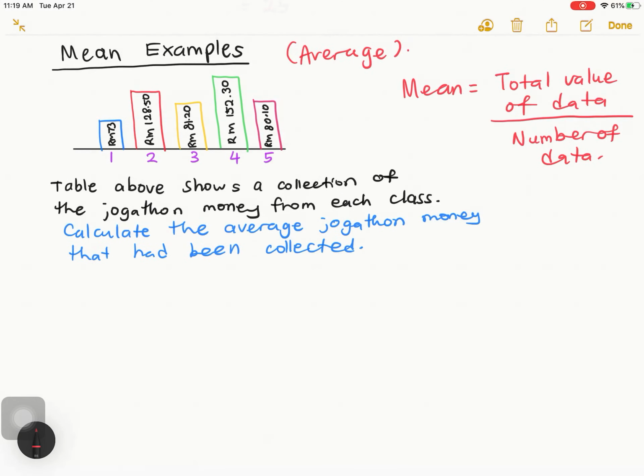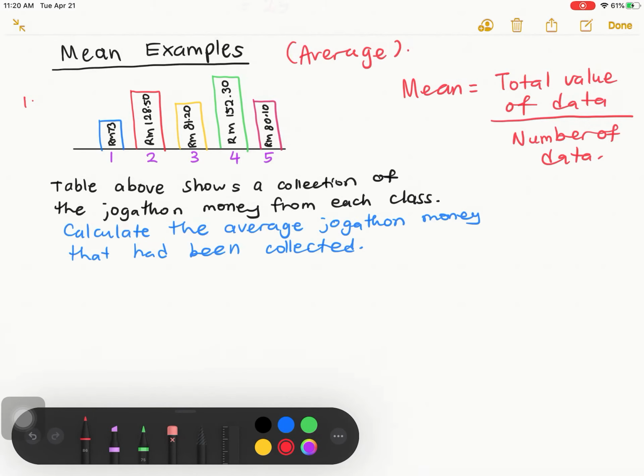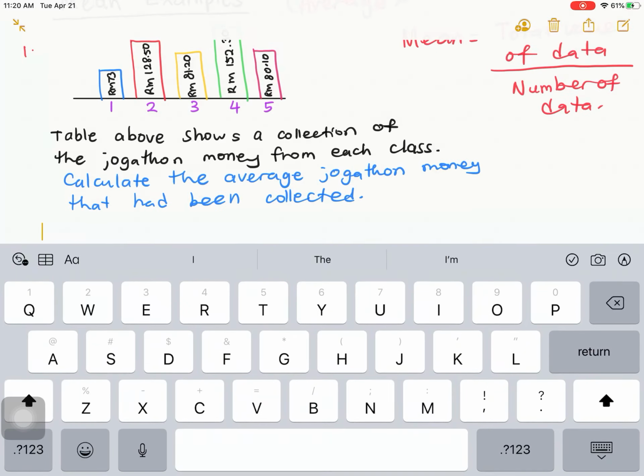So in this case, how many number of data do we have? Let's read the question first. Table above shows a collection of the jogathon money from each class. Calculate the average jogathon money that had been collected. So we see that we have 5 number of data. That's right.